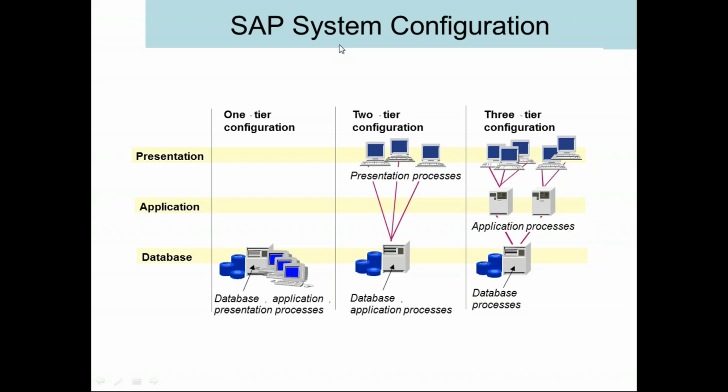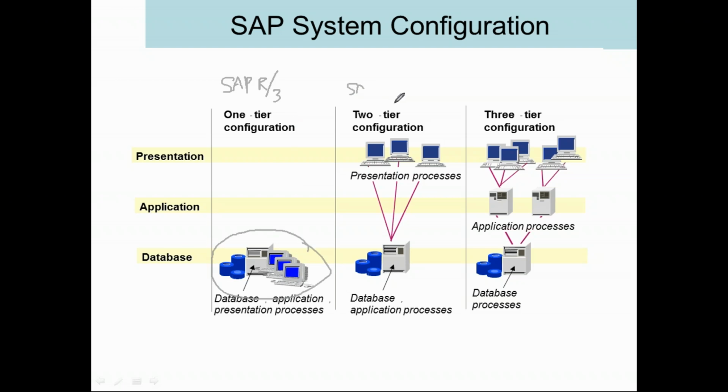See the diagram properly. That is the wrong answer. Everybody thinks one tier is R/1, but don't compare it. Tier is nothing but system arrangement based on your layers. So this is the SAP R/3 one-tier configuration: database, application and presentation all in one server. Yes, everything will be in one server. This is the one tier.